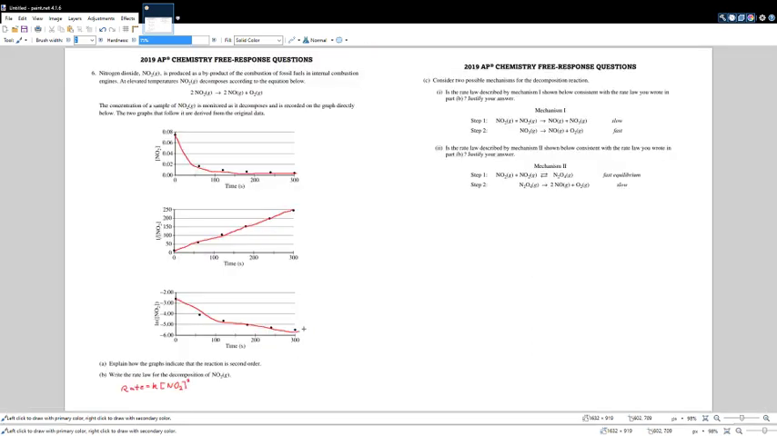Part C, consider two possible mechanisms for the decomposition reaction. Is the rate law described by mechanism 1 shown below consistent with the rate law you wrote in part B? Justify your answer. The answer is yes, because whenever you're looking at the rate law that corresponds to the overall reaction from the mechanism, you have to look at the slowest step and use the coefficient of the reactant on the slowest step.